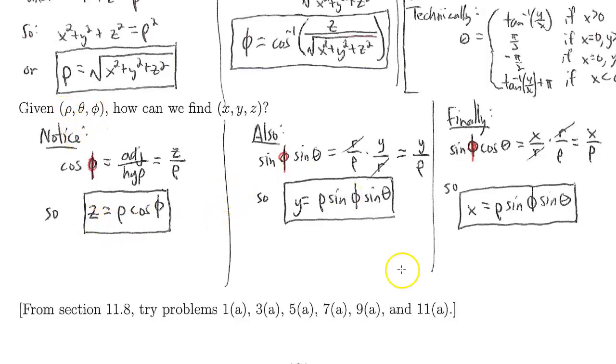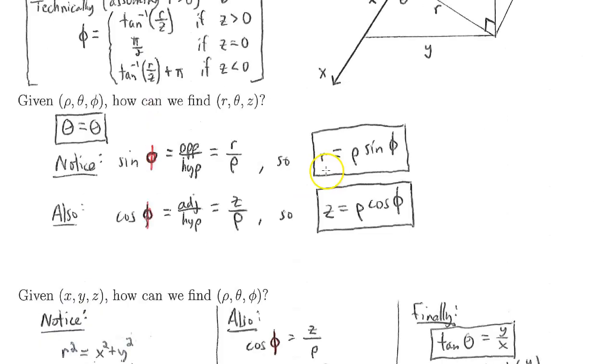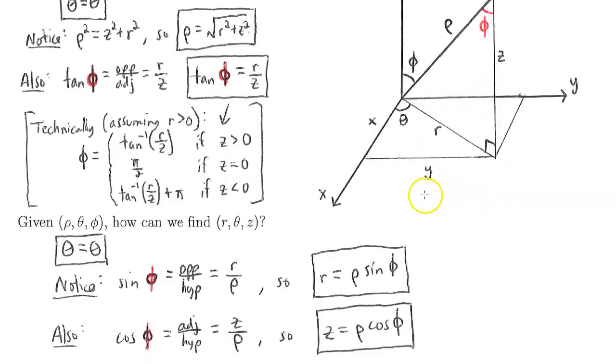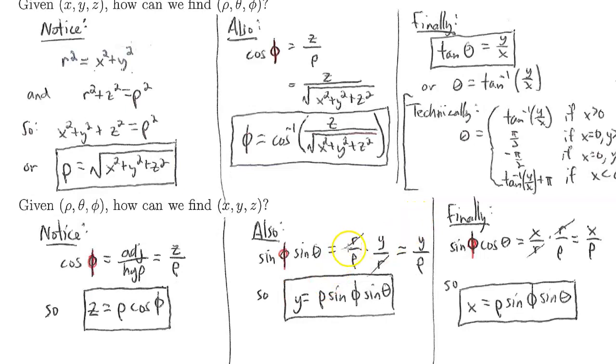Now what about y and x? This one you have to be a little clever. What's sine of phi times sine of theta? Well, sine of phi is opposite over hypotenuse. That's r over rho, looking at this triangle. Sine of phi is r over rho.